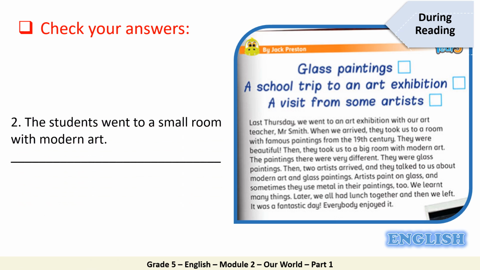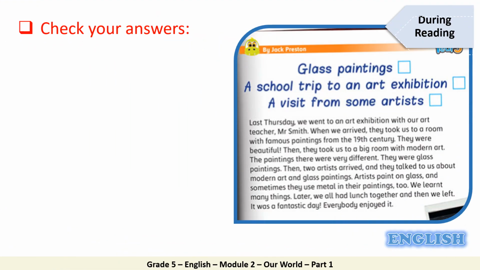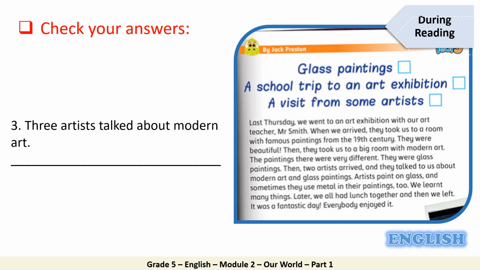Number 2. The students went to a small room with modern art. What is the mistake in this sentence? Well, it's the word small. And where is the correct answer? You will find it in line number 4, and it will be big. Number 3. 3 artists talked about modern art. Where is the mistake? It's the word 3. Okay, and where is the correct answer? Did you find it in the text? Well done. It is in line number 6. The correct answer is 2 artists.